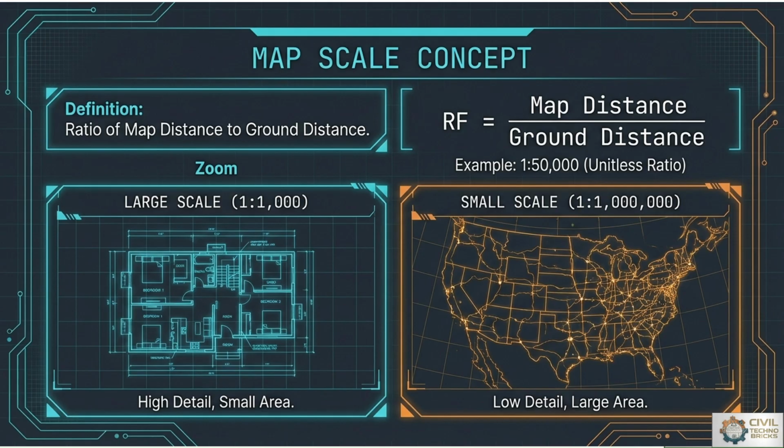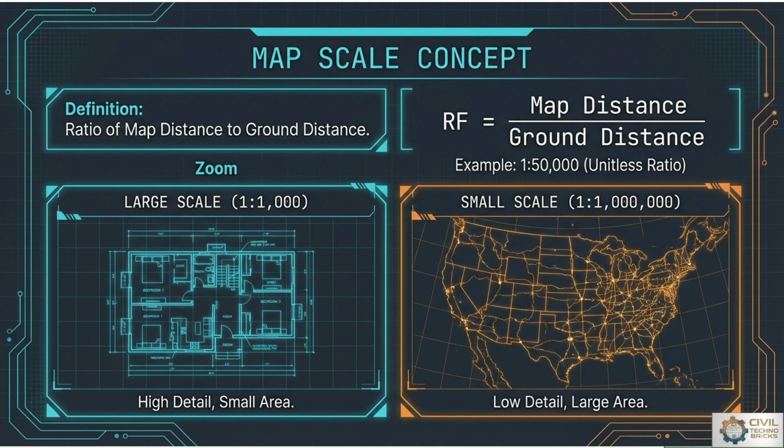Large scale maps, 1:1000, is a scale where we show high detail over a small area. Large scale maps are useful in civil engineering applications such as building layouts, road alignment, utility mapping, site planning, etc. We can use large scale maps at 1:1000 scale. Small scale maps cover large geographic areas with less detail and are mainly used for regional planning, transportation networks, watershed studies, and national level GIS analysis.